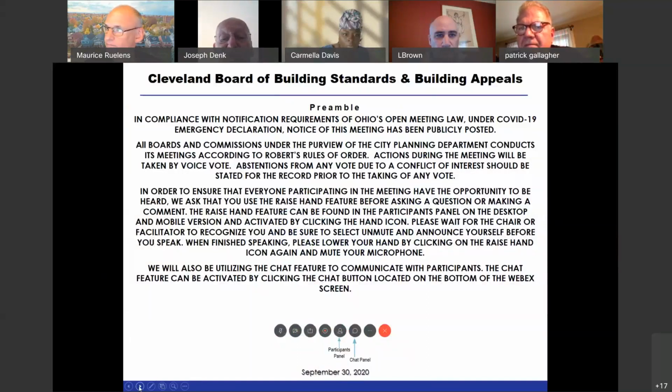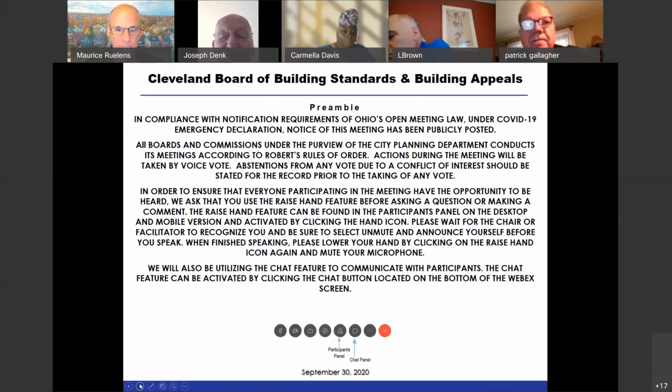Cleveland Board of Building Standards and Building Appeals Preamble. In compliance with notification requirements of Ohio's open meeting law under COVID-19 emergency declaration, notice of this meeting has been publicly posted. All boards and commissions under the purview of the City Planning Department conduct their meetings according to Robert's Rules of Order. Actions during the meeting will be taken by voice vote. Abstentions from any vote due to a conflict of interest should be stated for the record prior to the taking of any vote.